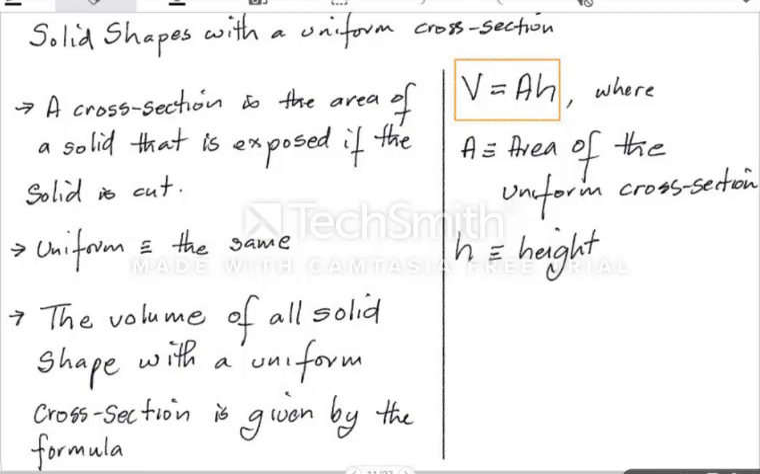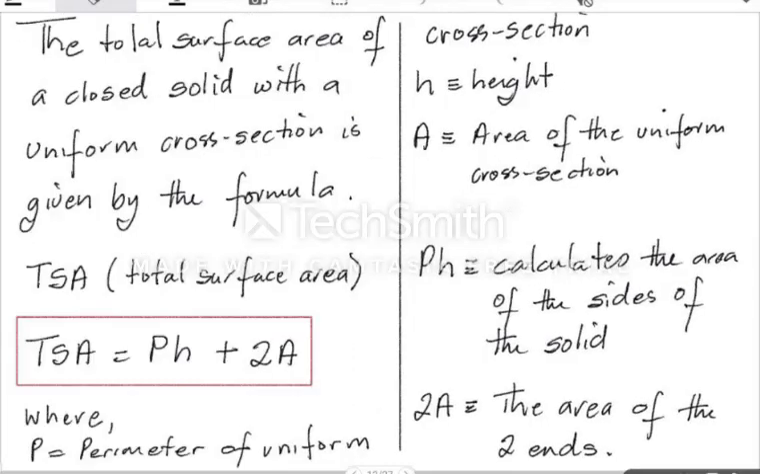And here's how we start out. We start out by saying that the volume of all solid shapes with a uniform cross section is given by the formula V is equal to A times H. So we'll look into that and see exactly what that means. But A in this formula stands for the area of the uniform cross section, and H stands for the height.